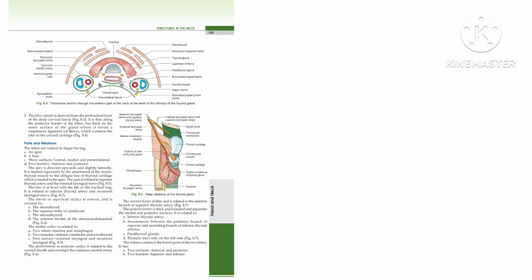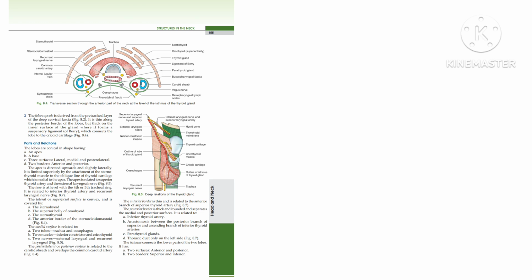Two muscles, inferior constrictor and cricothyroid. Two nerves, external laryngeal and recurrent laryngeal. Fig. 8.5. The posterolateral or posterior surface is related to the carotid sheath and overlaps the common carotid artery.